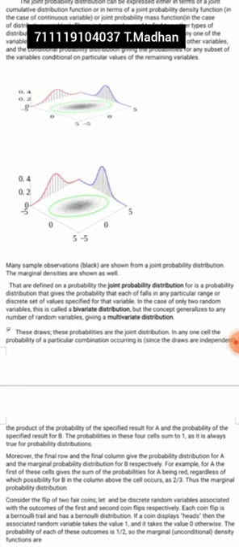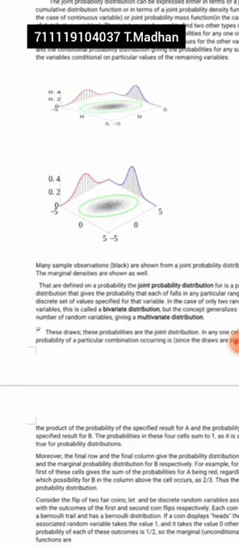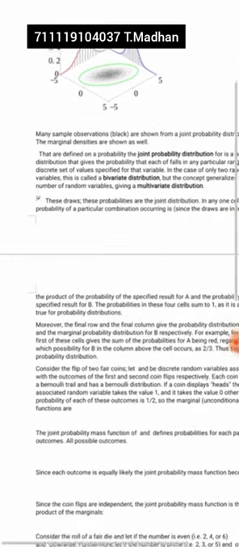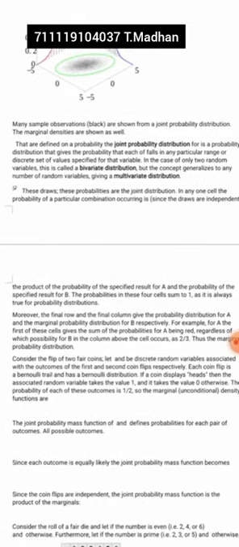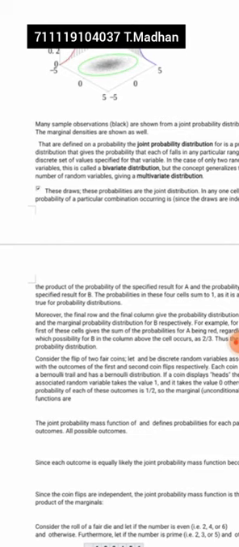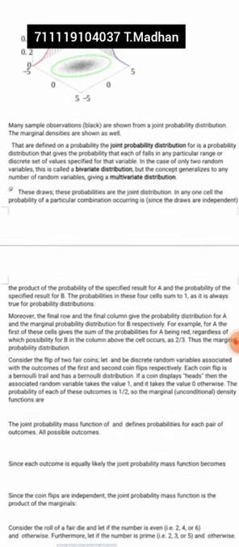These probabilities are the joint distribution. In any one of the cells, the probability of a particular combination occurring is, since the draws are independent, the product of the probability of the specified result for A and the probability of the specified result for B. The probabilities in this case, 4 cells, sum to 1, as is always true for probability distributions.